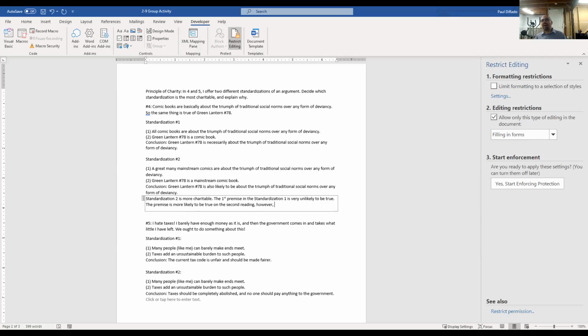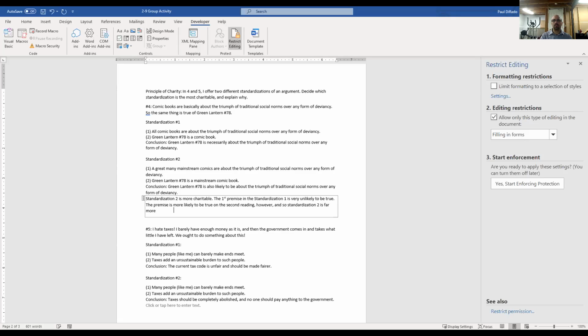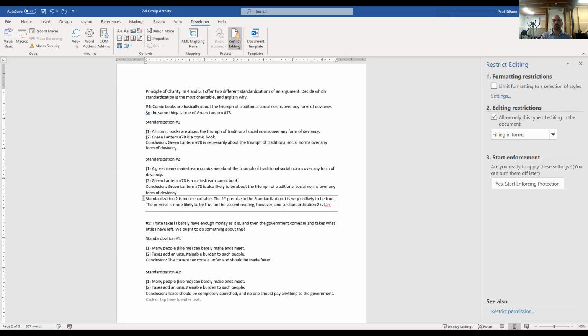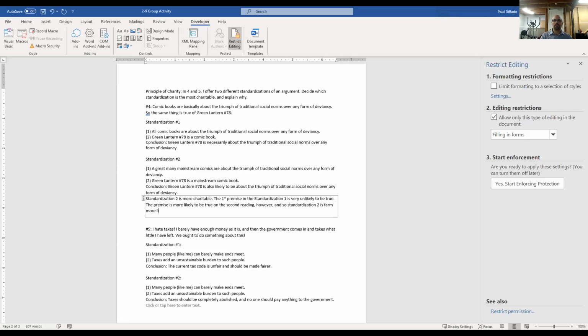And so as a result of that, an argument that has false premises is not going to be a good argument. So standardization 2 is far more likely to be a good argument. And that's what we're looking for. We're looking for the principle of charity.